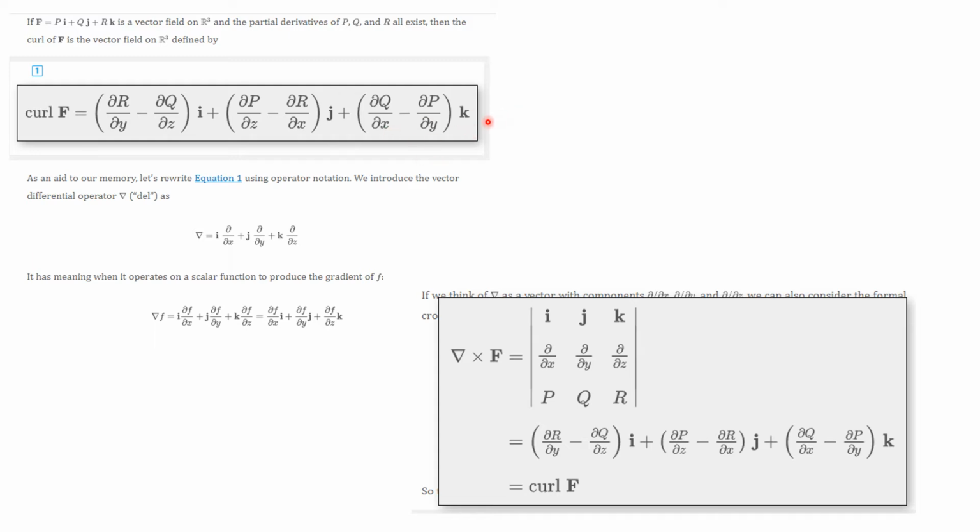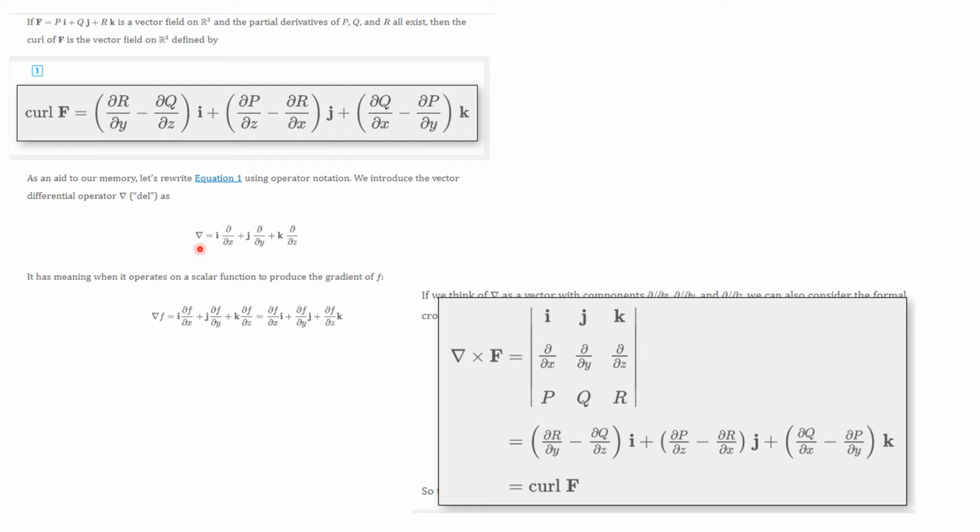That's quite a mouthful, and you really aren't expected to memorize this definition. I'm going to show you a more computationally viable way to do this. But the curl is a vector, and these are the coefficients. As an aid to our memory, so we don't have to remember that, we introduce a little bit of notation. And we're going to talk about the vector operator that is called del.